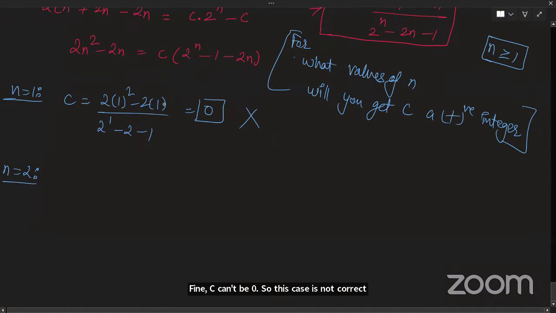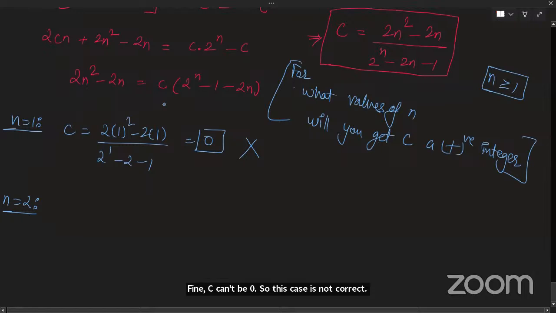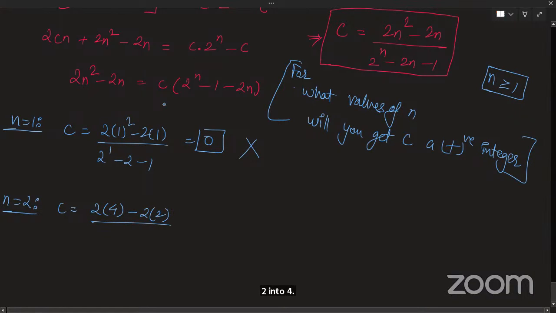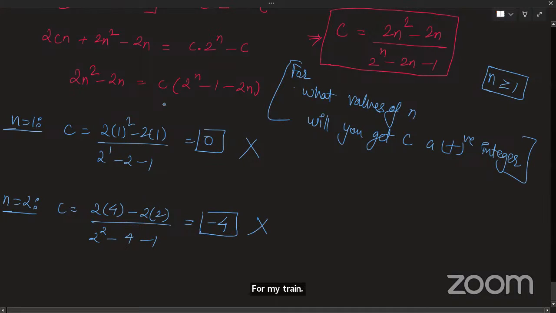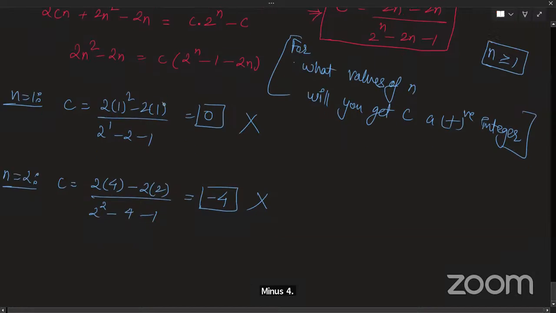Now I will check for n is equal to 2. Can you substitute n is equal to 2 for me? It is 2 into 4 minus 2 into 2, by 2 raised to 2 minus 4 minus 1. So it is 8 minus 4, by 4 minus 5, giving minus 4. So this minus 4 will also not work, because I can't get a negative value.